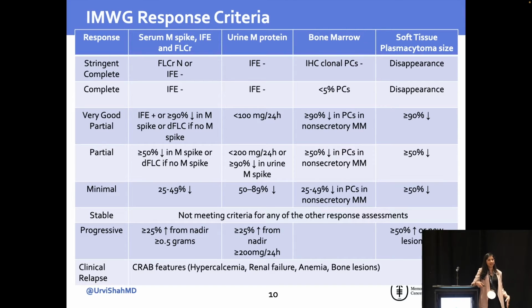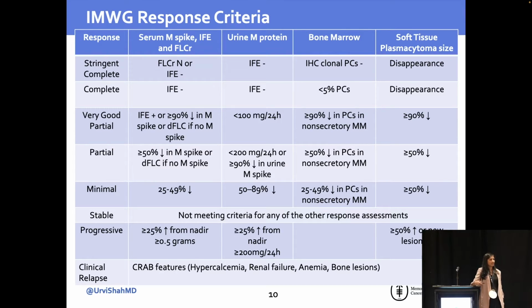Myeloma is hard in terms of response assessment, not like lymphoma or leukemia, which are a bit easier, I think, in terms of understanding response. And so you're looking at blood, you're looking at urine, bone marrow, and the soft tissue. There are 4 different areas we're looking for disease.